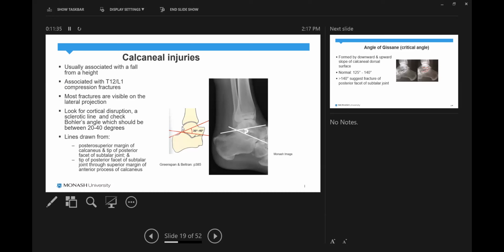The lateral view is quite useful for the calcaneus, as most of the fractures should be visible on the lateral view of the calcaneus. So things to look for is disruption within the cortex, see if there's any sclerotic lines, which means increasing density, which would indicate that there is compression, and then also to check Bohler's angle.